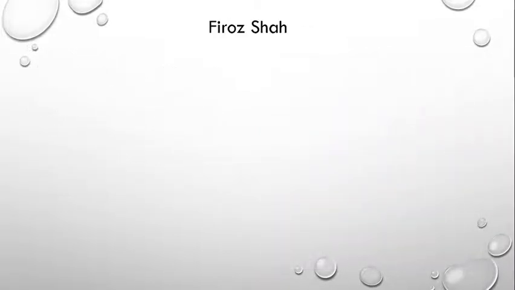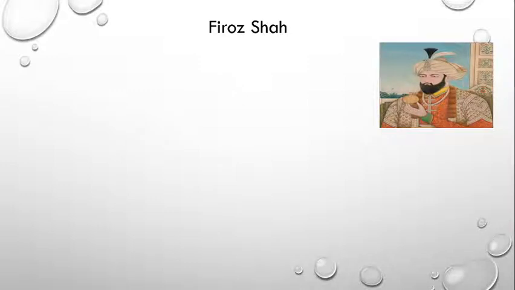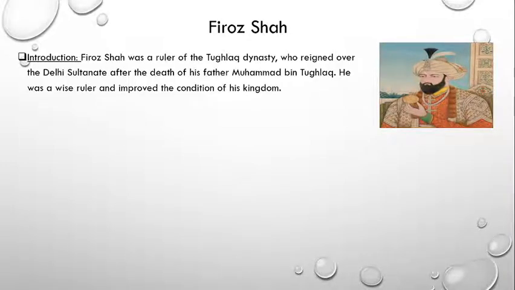Firoz Shah. This is a picture of Firoz Shah. Introduction. Firoz Shah was a ruler of the Tughlaq dynasty who reigned over the Delhi Sultanate after the death of his father Muhammad bin Tughlaq. He was a wise ruler and improved the condition of his kingdom.